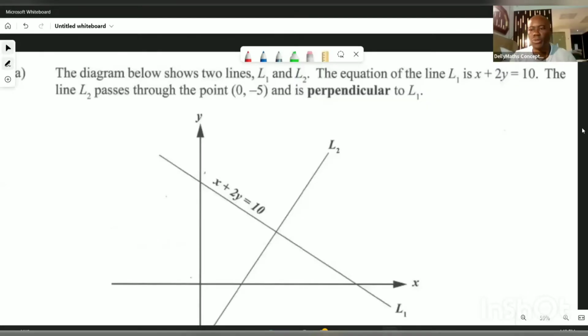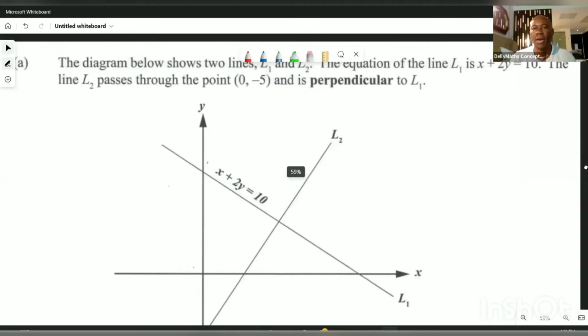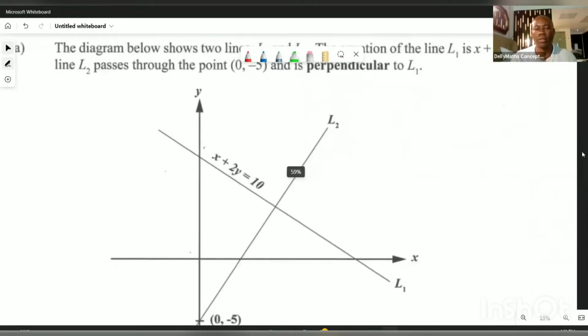All right, so let's go. This question says that the diagram below shows two lines, line 1 and line 2. The equation of line 1 is x + 2y = 10. Line 2 passes through the point (0, -5) and is perpendicular to line 1. So there it is, we're getting some information out.